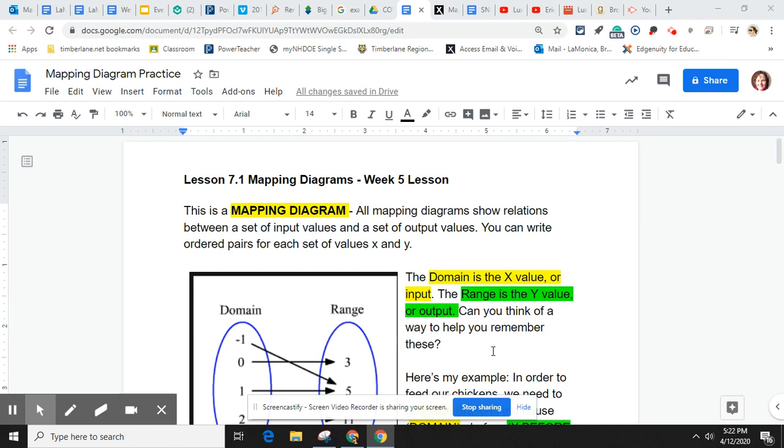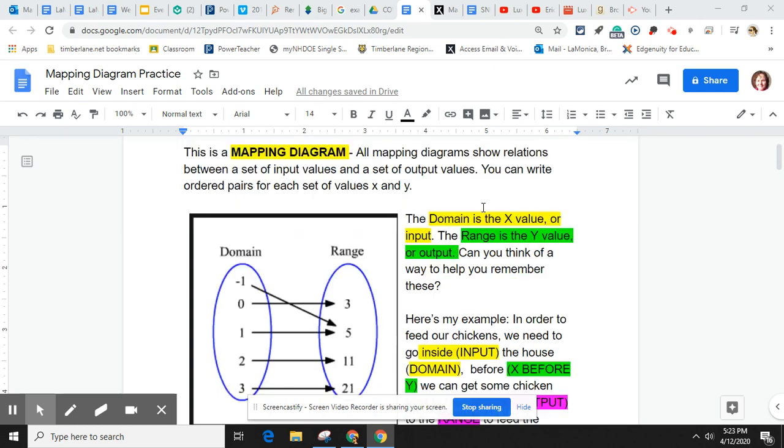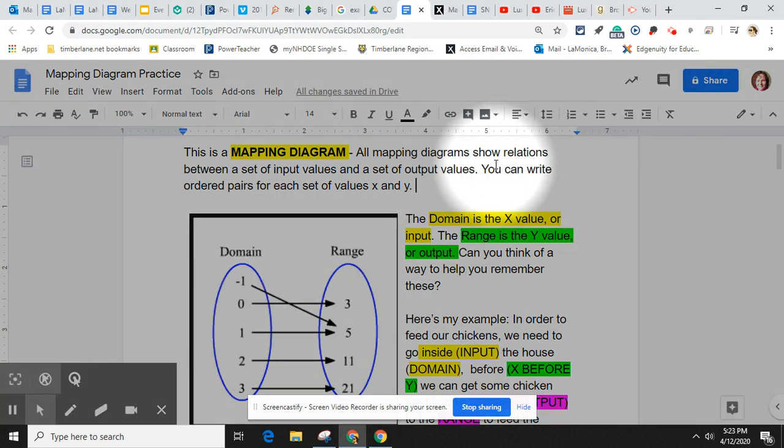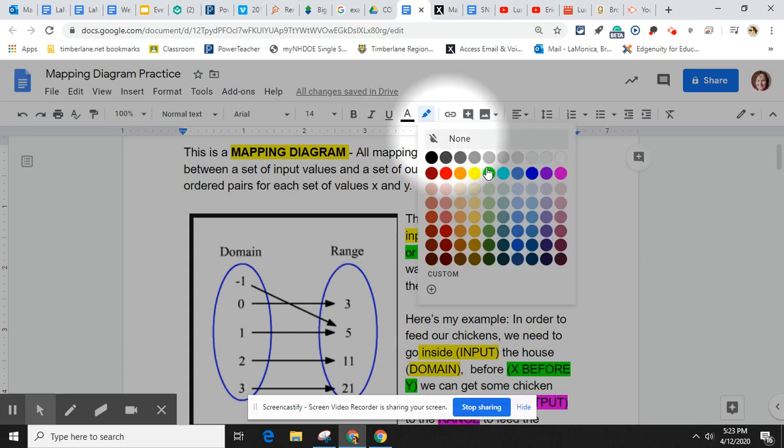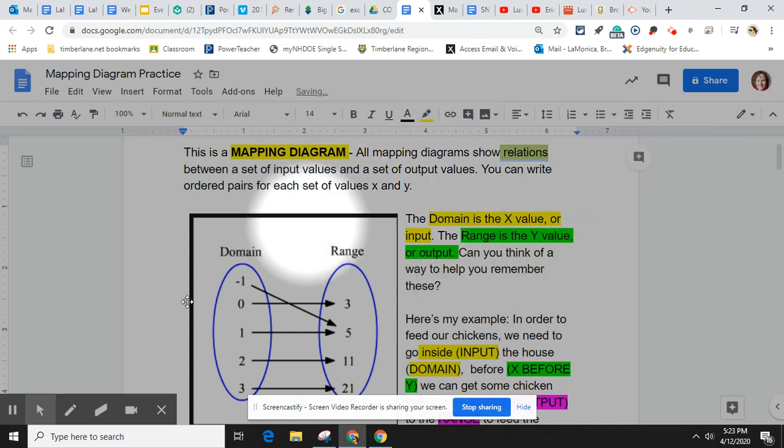So here we go. Our lesson's about mapping diagrams. I know you guys think of a map as something that you use for directions, but in this case, a map is for telling about input and output of a certain function. So it's basically a relation. A mapping diagram shows a relation between input and output values.